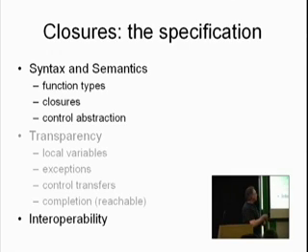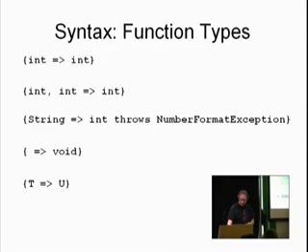I will talk, however, about interoperability, about how closures work with existing APIs. So, starting with function types, here are some examples. Here's a function type for a function that takes an int and results in an int. Here's one for functions that take 2 ints and result in an int. Here's one a little bit more complicated: a function type for a function that takes a string and results in an int, but might throw NumberFormatException. I'll give an example of a value of that type shortly.